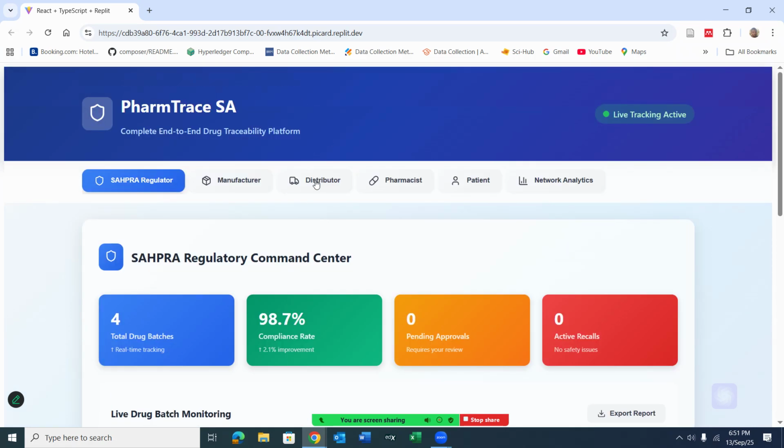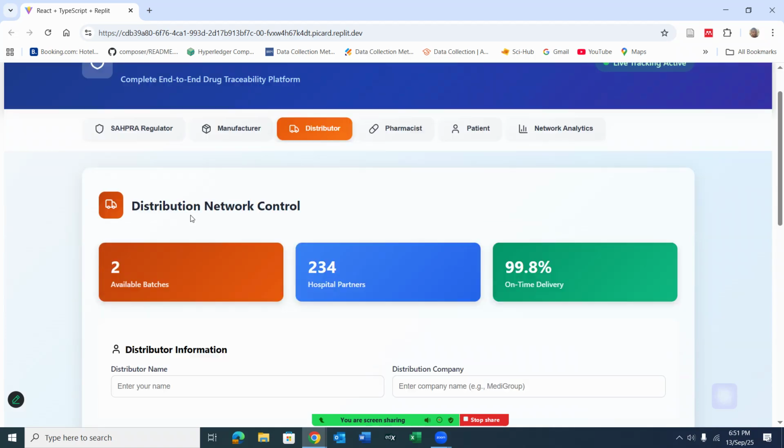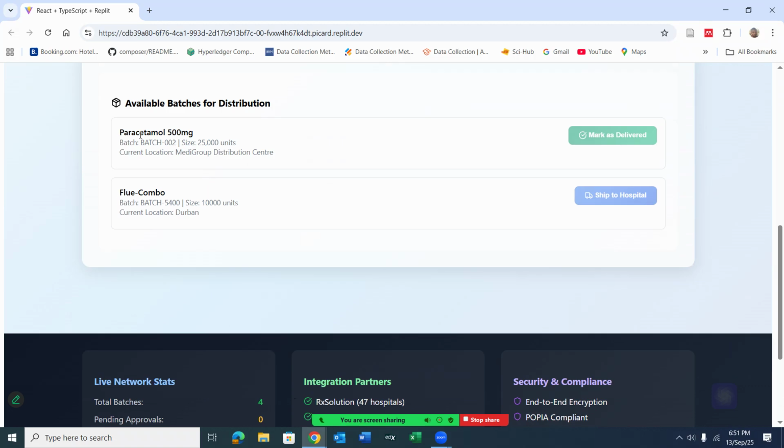So now that SAPRA has approved the drug, it is available for distribution, meaning that the distributors can come and collect that drug from Durban, and then distribute it to hospitals. So in our case, the distributor will come and log into this dashboard. Then they will see that they have 2 available batches, right? What are those 2 batches? The paracetamol as well as the flu combo.